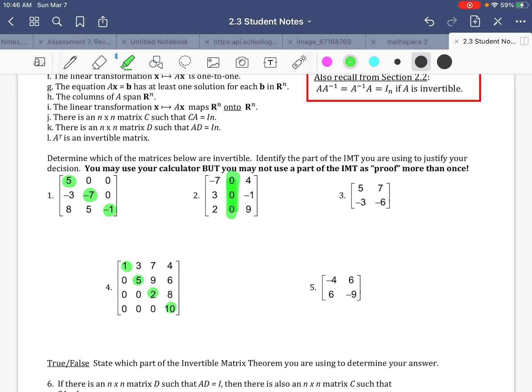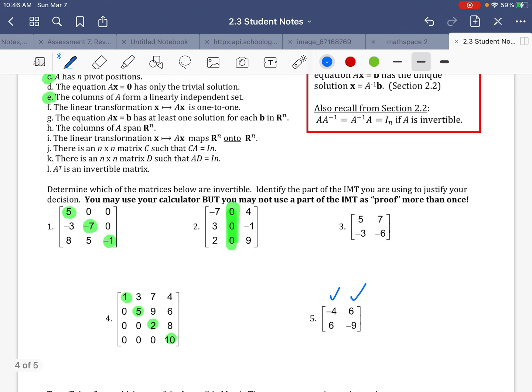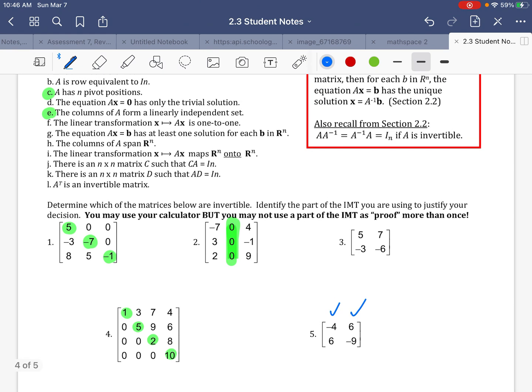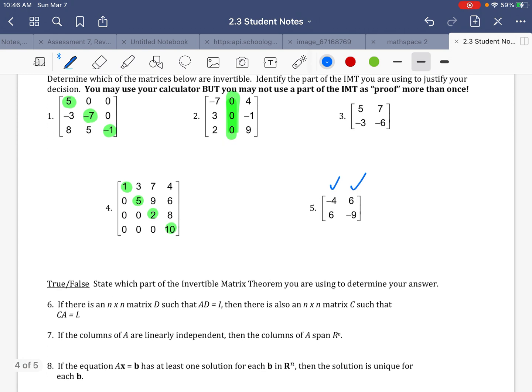And same thing for number 5. You could find the inverse, or you could look at this and say to yourself, I bet if I looked at column number 1 and column number 2, I can find that they're multiples of each other. So they're not linearly independent. And you can also do the determinant. The determinant's 0, so you wouldn't be able to find the inverse, and so forth, things like that.